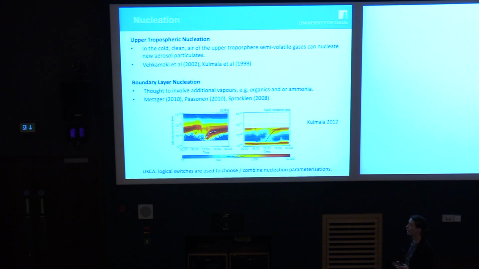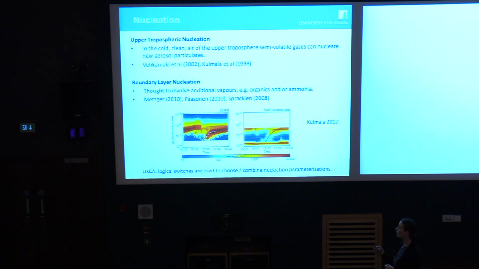And there are two places in the atmosphere where nucleation can occur. The first is in the upper troposphere, where it's very cold and generally quite clean, so thermodynamically it's quite favourable for these vapours to condense into tiny particles.